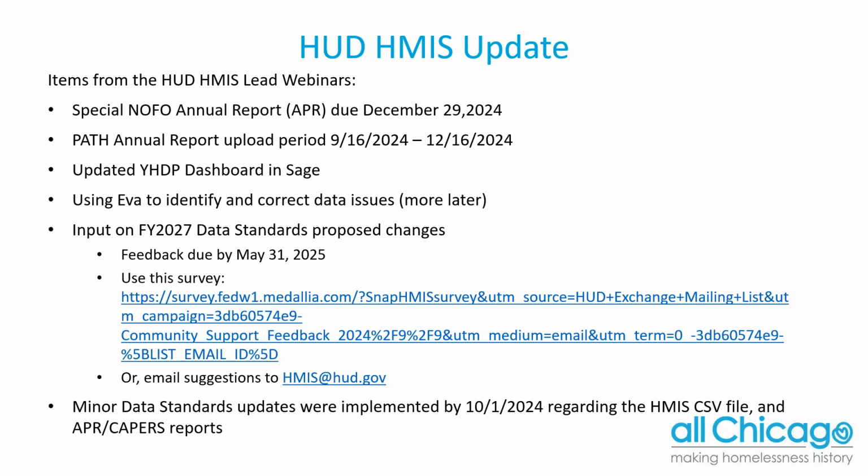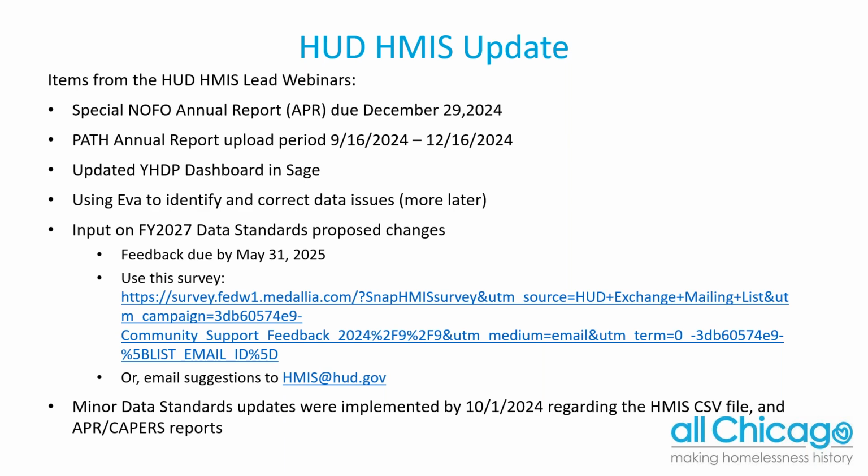The PATH annual report upload period is from September 16th to December 16th, 2024. There's an updated YHDP dashboard in SAGE for those serving youth clients. They had content on using EVA to identify and correct data issues. This is good both as an ongoing data validation process and as part of the longitudinal system analysis, the LSA, and we'll have more on that later also.